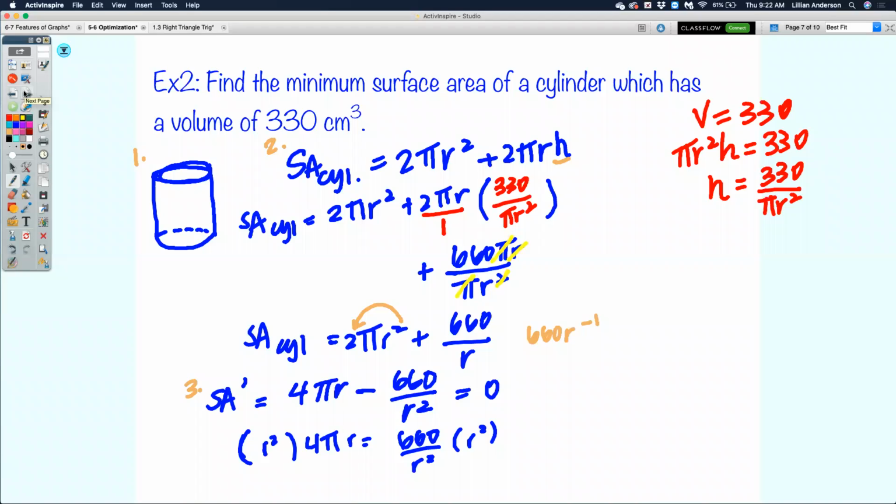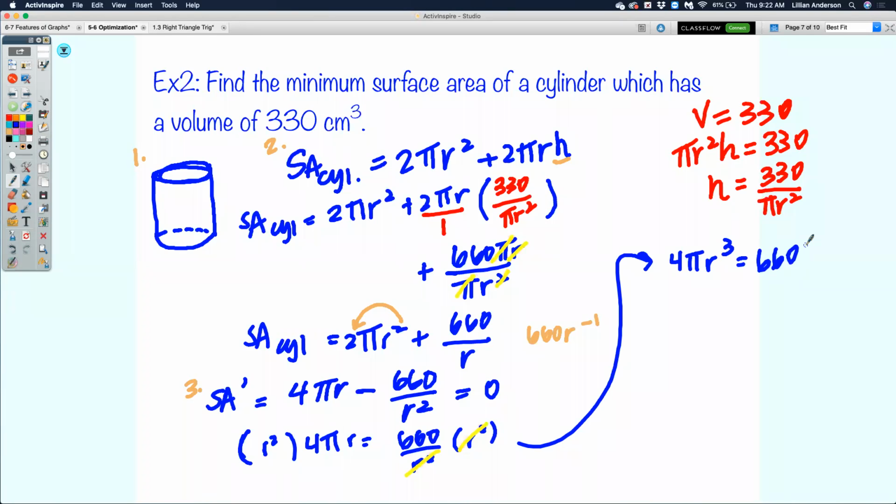To get rid of the denominator? Yes, I multiply both sides by r squared to get rid of that denominator. This becomes 4 pi r to the third equals 660. Okay? R squared times r gives me r to the third. So that's how I got that.